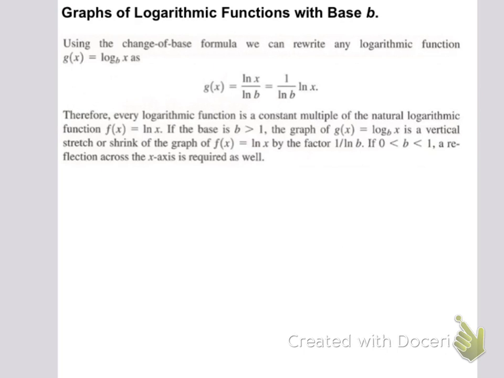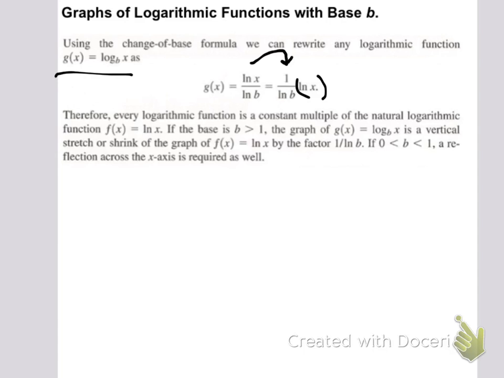Okay, now this is important. Using the change of base formula, we can rewrite any log function, g of x equals log base b of x, as a quotient of the natural logs. Notice how it's ln x over ln b, exact same as the change of base formula. But look what they did from here to here. They took out the ln b, so it's 1 over ln b times ln x. They took the fraction and split it up into two parts.